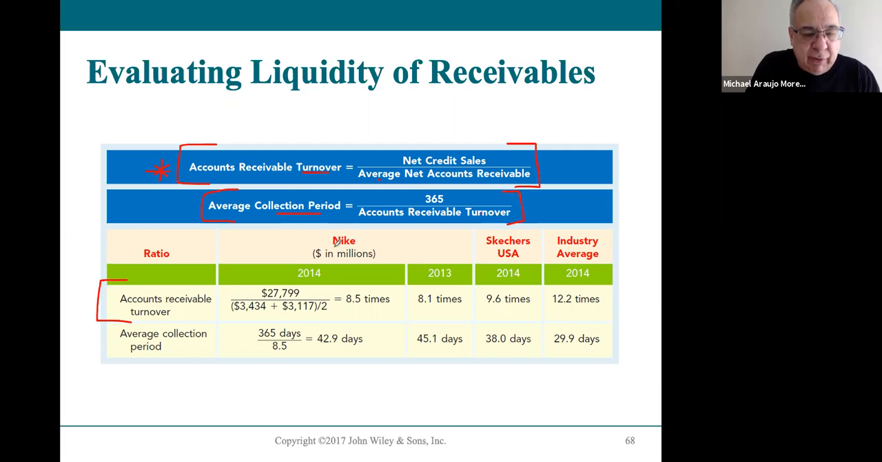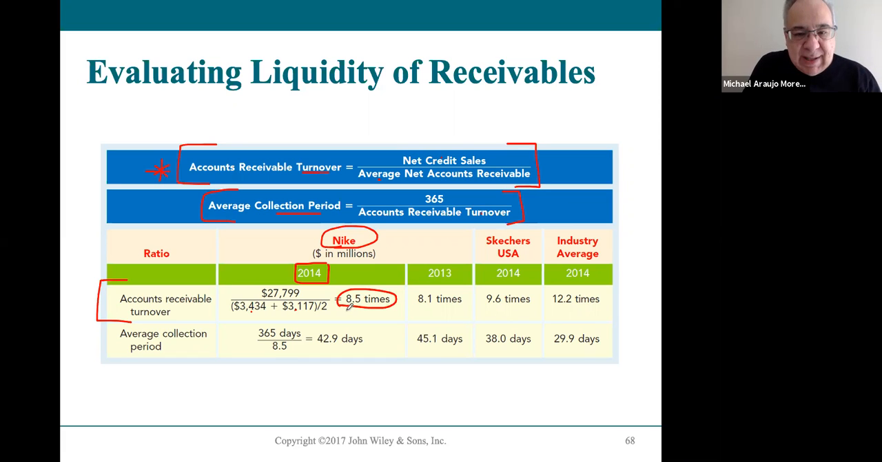accounts receivable turnover for Nike in 2014. Nike in 2014 had over $27 billion in net credit sales. That's the top number here, net credit sales. We divided that by the average receivables. So we had beginning and ending accounts receivable, and we averaged those two numbers. When we do, our accounts receivable turnover is 8.5. So 8.5 is well below the 12 times we were talking about on the last slide, right?